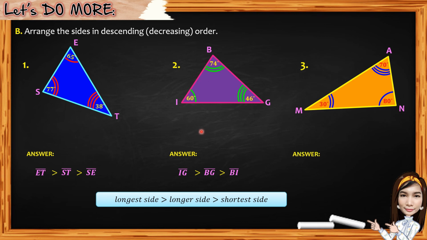Now for number 3, in triangle MAN, the longest side is line segment AM, which is opposite the largest angle, angle N, 80 degrees. Greater than the longer side is line segment MN, which is opposite the larger angle, angle A, 70 degrees. Greater than the shortest side is line segment AN, which is opposite the smallest angle, angle M, 30 degrees. So we can say that line segment AM is greater than line segment MN, which is greater than line segment AN.